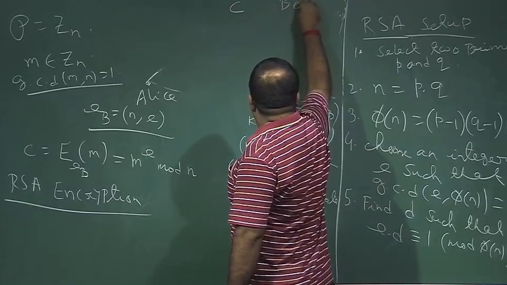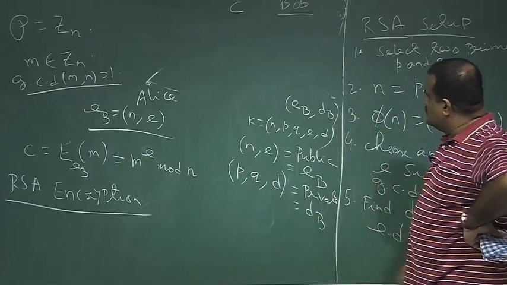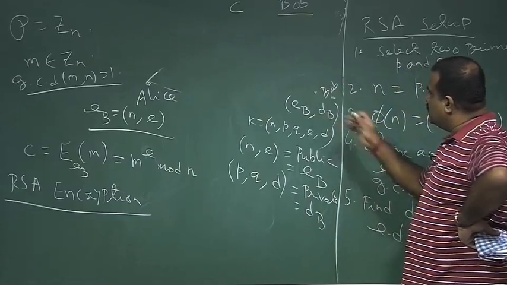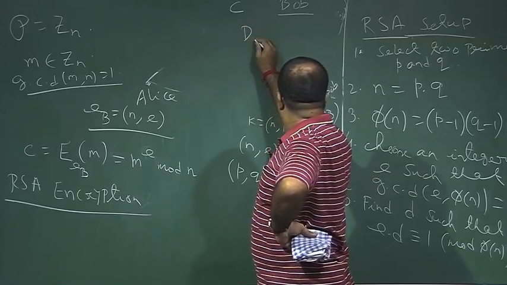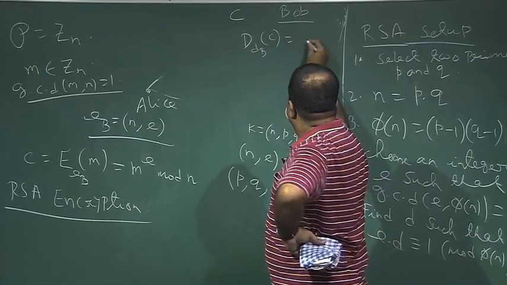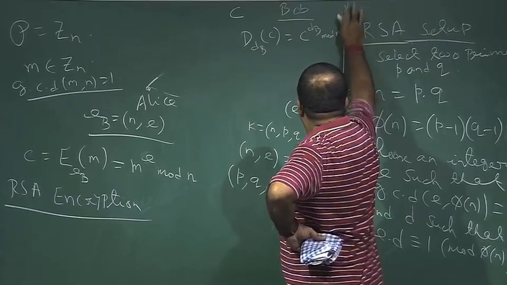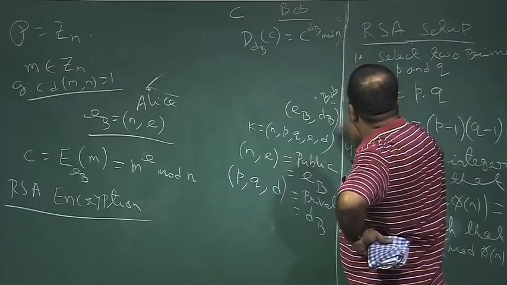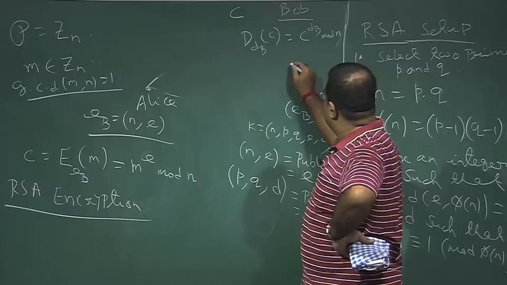This is done by Bob, and Bob has his own secret key, his private key. So what will Bob do? Bob will compute the decryption using Bob's secret key of C. Bob will compute C to the power dB mod n. And this is supposed to give us m.